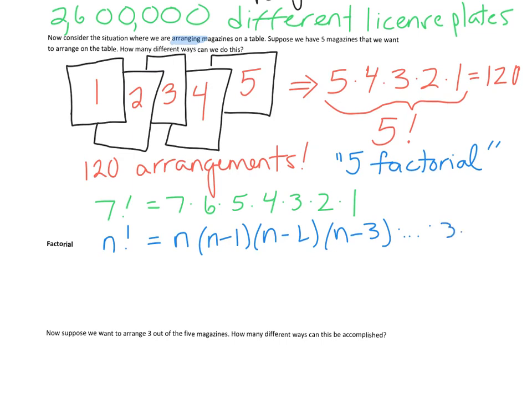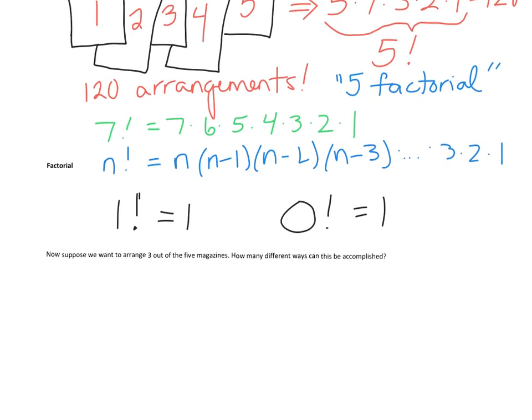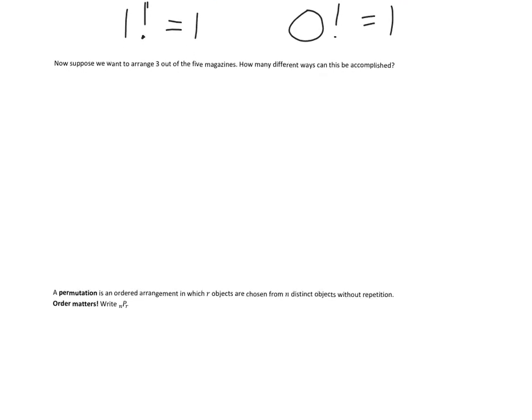Okay, so a couple things I want to note that come up with factorial, especially in this chapter. 1 factorial is defined to be 1. 0 factorial is defined to be 1. Can you believe that? All right, and 0 factorial is 1 because if it was 0, it would mess up some formulas that we're going to see soon. All right, so something that we can also do, let's do our magazine example again.